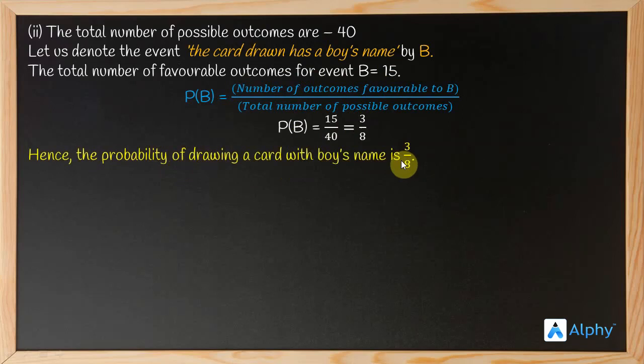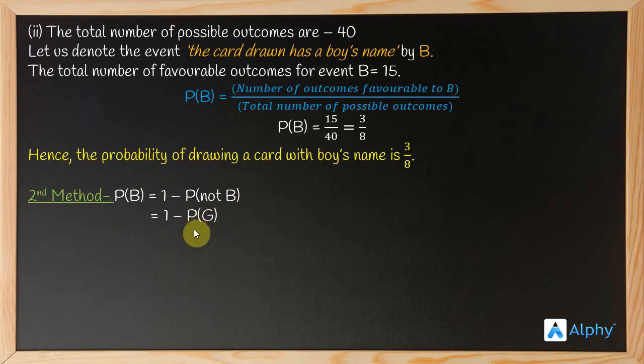Now, while drawing a card, we had two options. Either a girl's name will appear or a boy's name will appear. So we have a second method to solve the second part, which is: probability of drawing a card with a boy's name is equal to 1 minus the probability of not drawing a card with a boy's name. That is, we will draw a card with a girl's name. P not B means drawing a card with a girl's name. Therefore, P(B) is equal to 1 minus the probability of drawing a card with a girl's name.